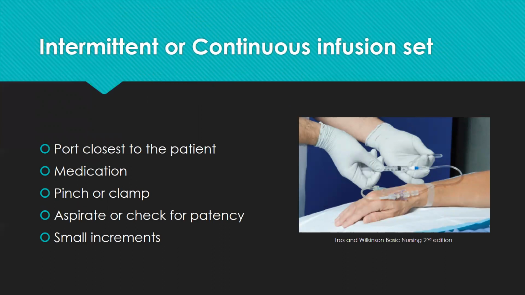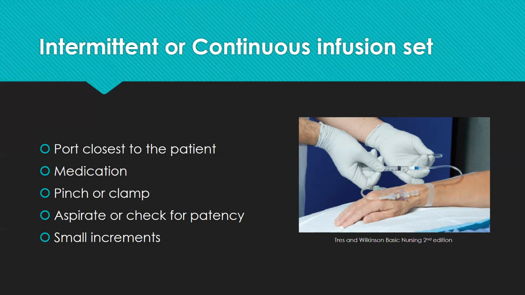Intermittent and continuous infusion set. So here, this is what we need to do when we're going to be giving an IV push with an IV line that's already running. So we need to first choose the port site closest to the patient to minimize the distance the medication actually has to travel down the line to get to the patient faster.